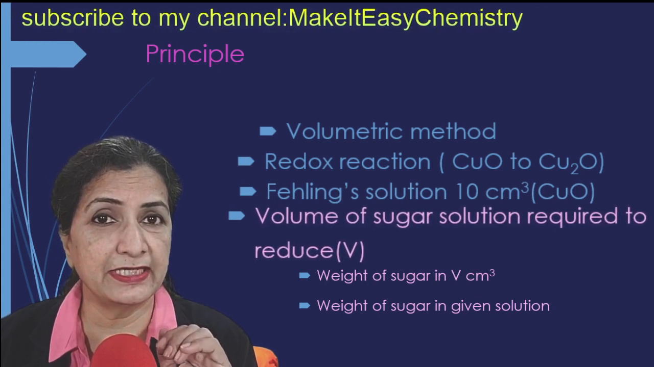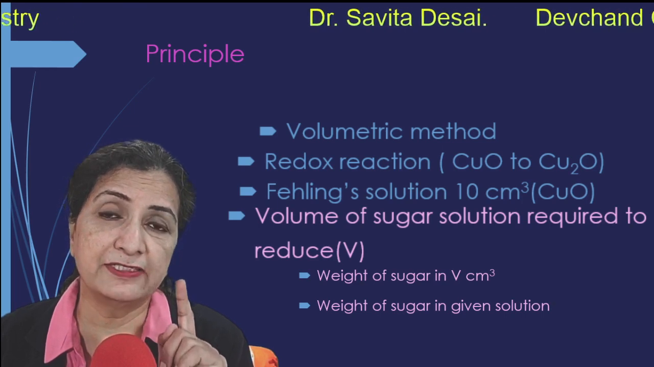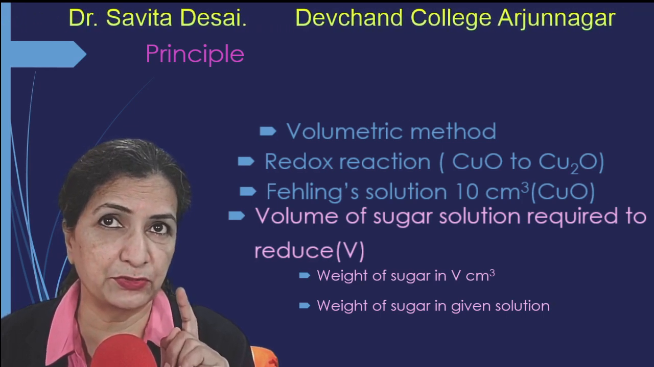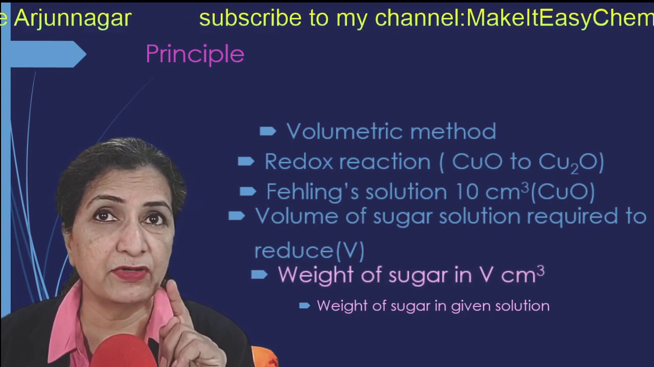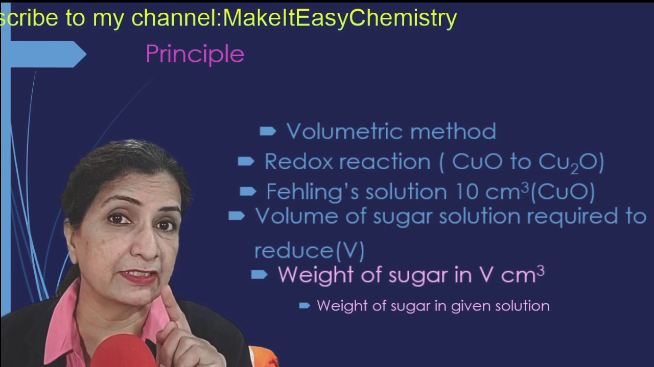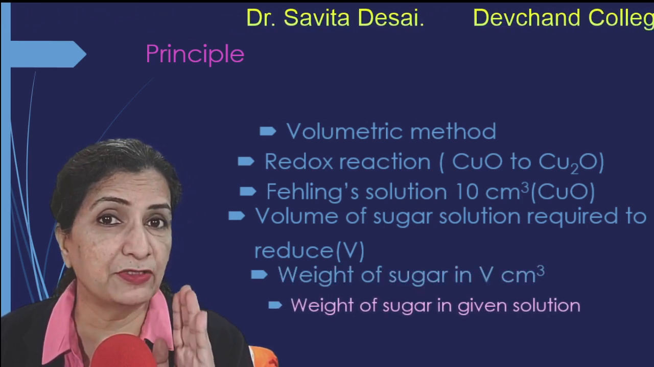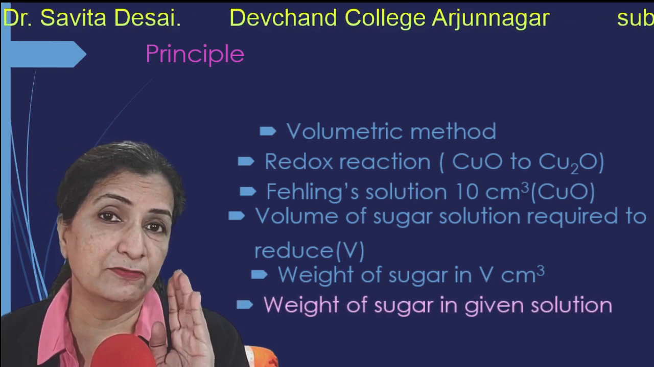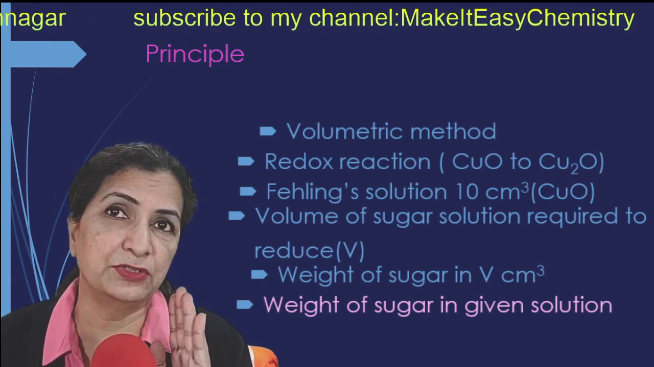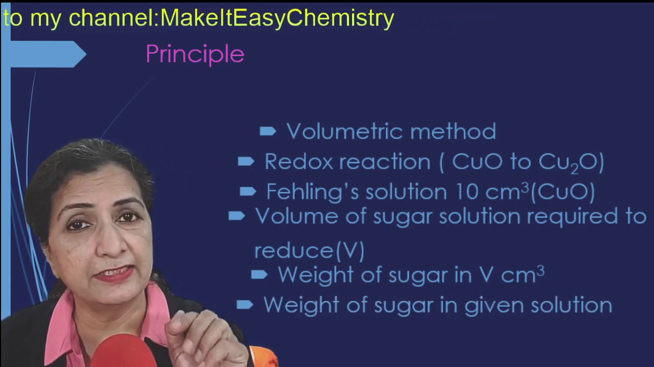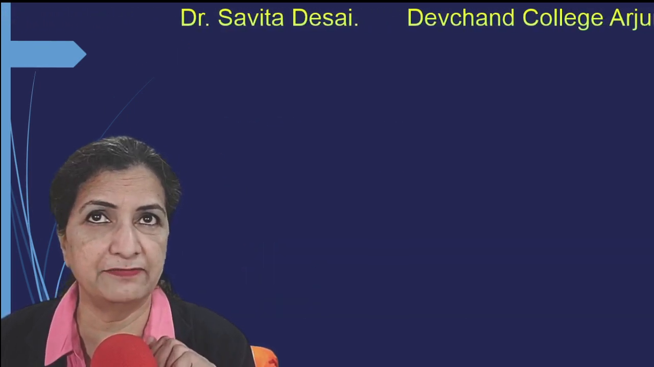Fehling's solution is there, in which this cupric oxide is present. 10 ml of Fehling's solution is taken for this particular estimation, and the volume of the sugar solution which is required for this Fehling's solution to get completely reduced, from that volume the weight of sugar is calculated. And from that, we are going to calculate the weight of sugar in the given solution. How are we going to do this? Let us take the information one by one.